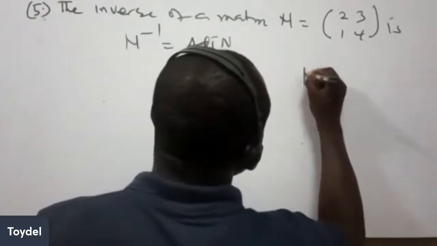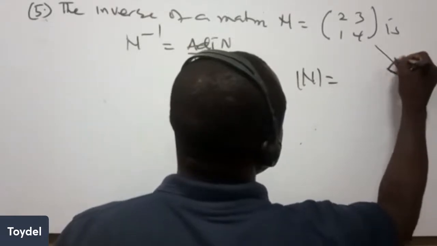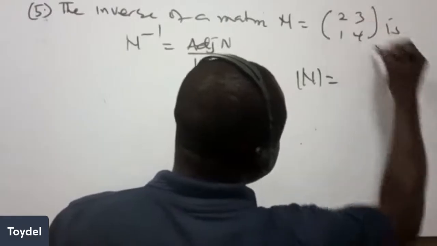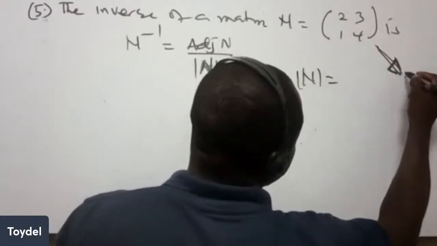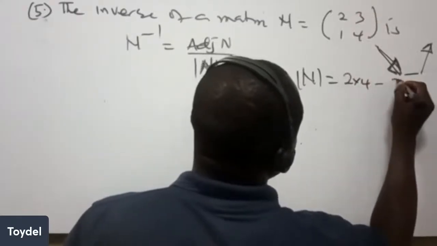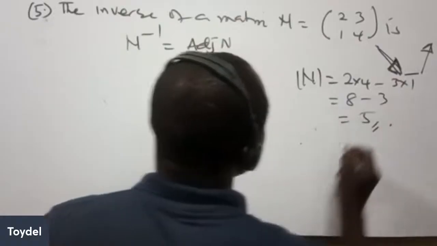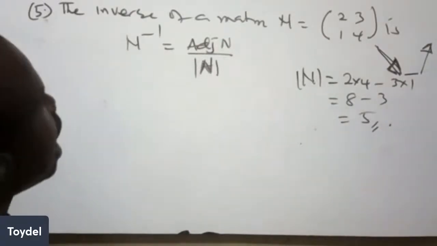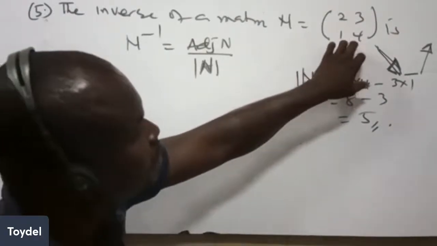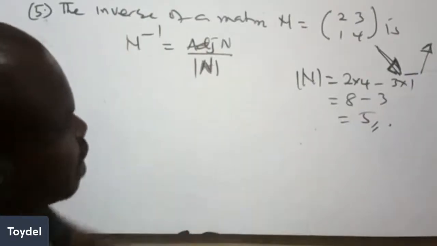So in this case, this is how we find the inverse. The determinant of N will be, you multiply the elements along the leading diagonal minus the other diagonal. That is, 2 times 4 minus 3 times 1. That gives 8 minus 3, which is 5. So this matrix N has inverse because the determinant is not equal to 0. But if we find the determinant and it equals 0, we just conclude that the matrix has no inverse.